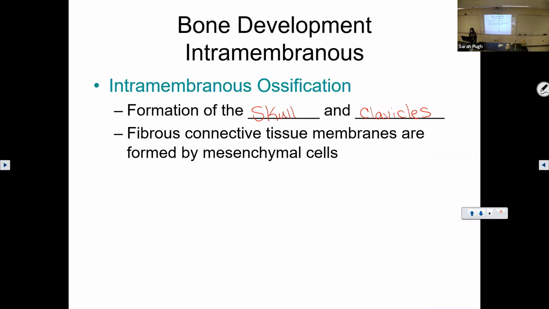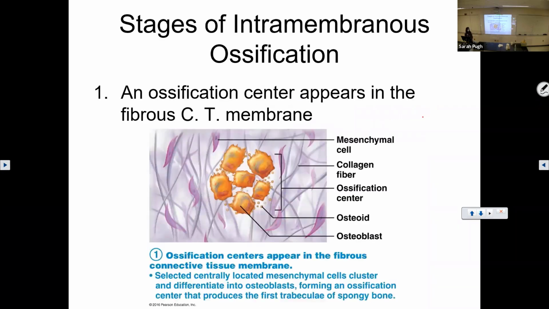So I'm going to show you a picture of this process. If you want, I have some words on here, but if you need a more detailed description, it's in your textbook. If you look at this image, you can see in purple in the background, this is a connective tissue membrane, okay, and it is filled with mesenchymal cells.